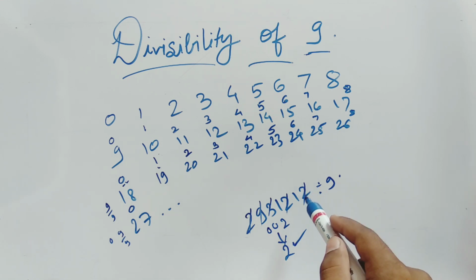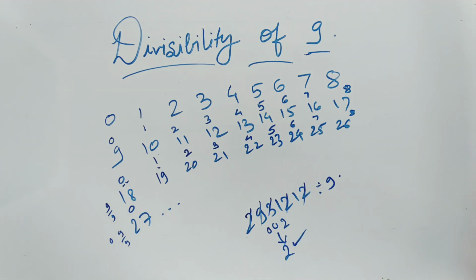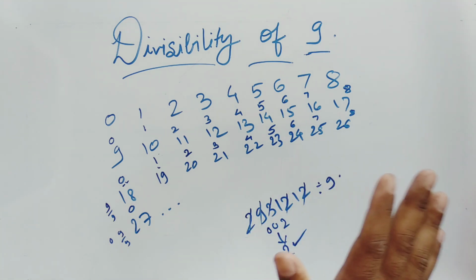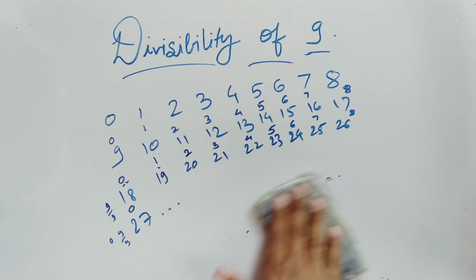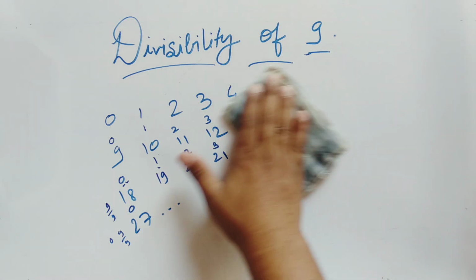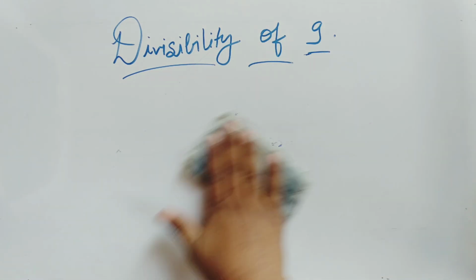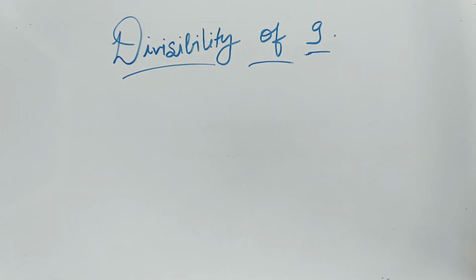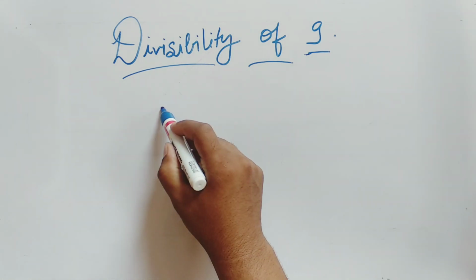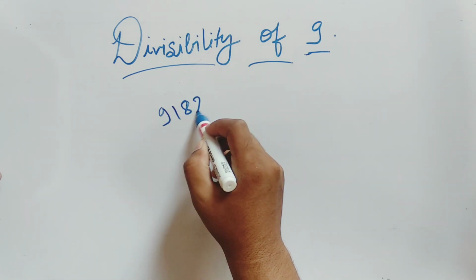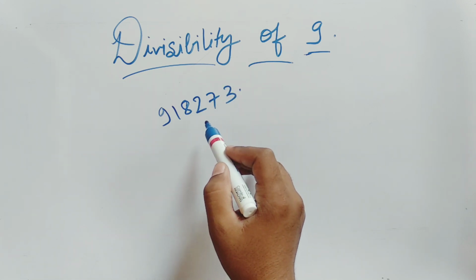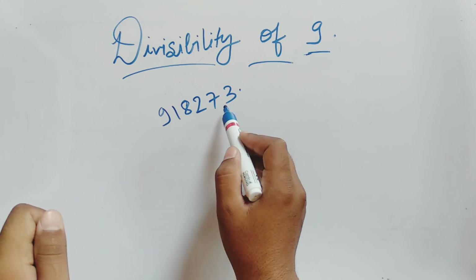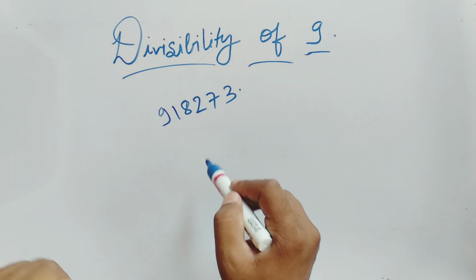You can try this, no issue. So this was the very basic concept of divisibility of 9. Now we'll check some more examples to understand it properly. Now consider the second example, that is 918273. We were asked to calculate the remainder of this number when divided by 9.